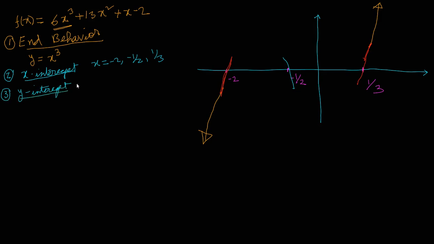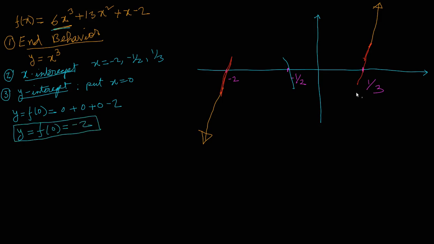To find the y-intercept, we know that we need to put x equal to 0. So let's find out in this equation. I want to find y, which is function of 0. What is function of 0? 6 times 0 cubed plus 13 times 0 squared plus 0 minus 2. So I can say y, which is function of 0, is -2. So this is my y-intercept. Where is my y-intercept? It is at this point, -2. Let me take it down a little bit further. So let's say -2 is somewhere here. So this is my -2. That is my step number 3.